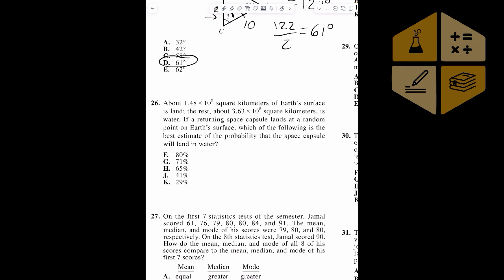I think I remember seeing something about this in the news not long ago, where I think a Chinese space capsule was just going to land somewhere random. Okay, whatever. So here we go.